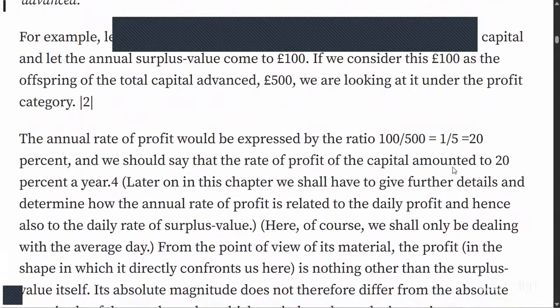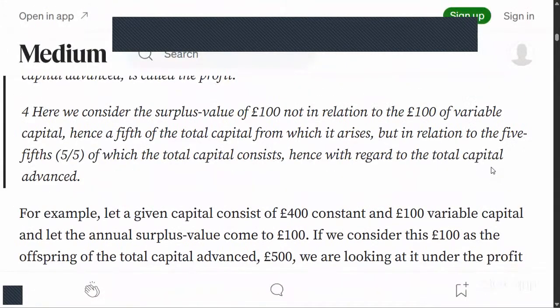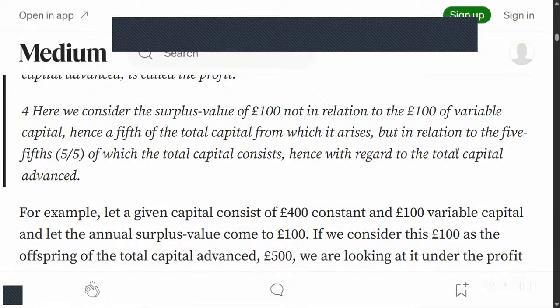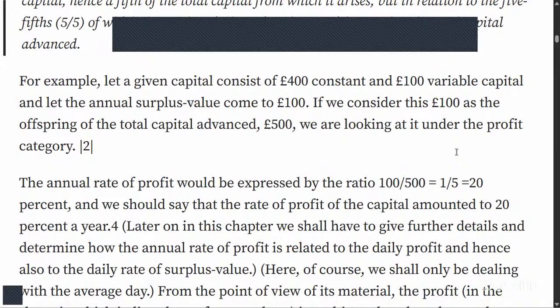Now, for example, let a given capital be 400 pounds constant, 100 pounds variable capital, and let the annual surplus value come to 100 pounds. If we consider this 100 pounds as the offspring of the total capital payment of 500 pounds, we are looking at it under the profit category. The annual rate of profit would be expressed by the ratio 100 divided by 500, which equals 1/5, which equals 20%. And we should say that the rate of profit of the capital amounted to 20% per year.